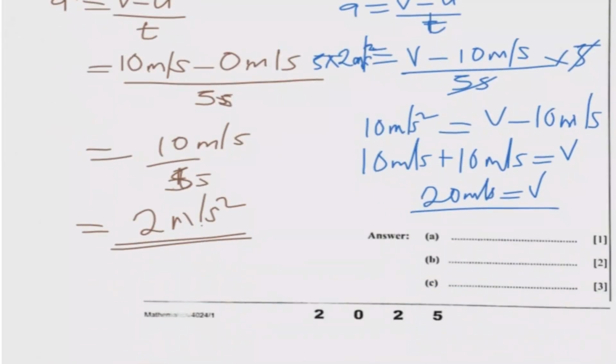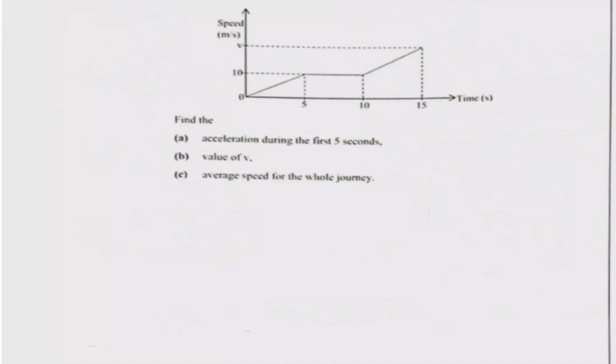So now what I can do here is write the answer we got at first, which is 2 meters per second squared. The second answer I've gotten is 20 meters per second. Okay, so those are the answers we've gotten. If there are questions, you can ask in the comment section, but basically that's how you go about it.